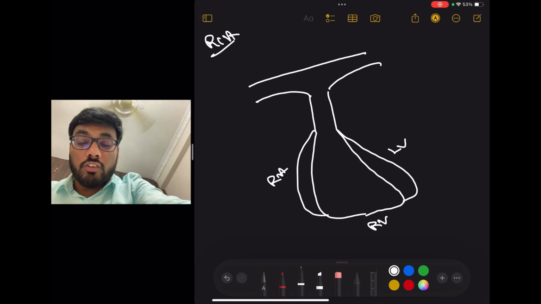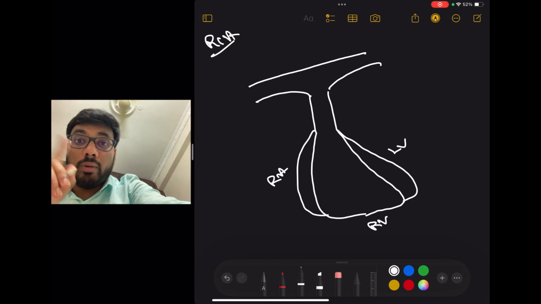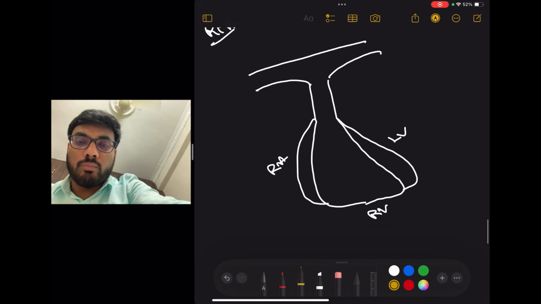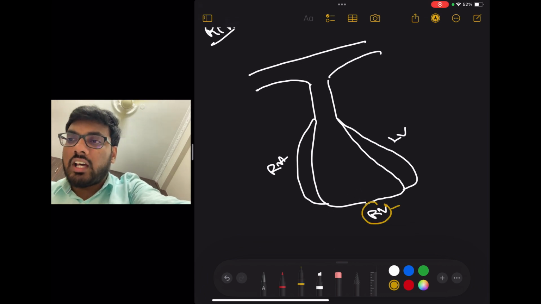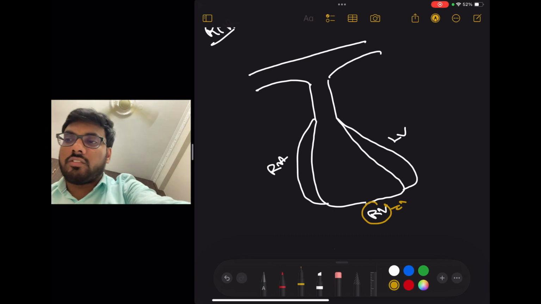So the sternocostal surface of the heart is formed by RA, RV and LV, but not by the LA. This is again an MCQ. LA does not form the sternocostal surface of the heart. Which chamber is predominantly forming the sternocostal surface? By looking at the diagram only we can tell this is the RV that is predominantly forming the sternocostal surface.